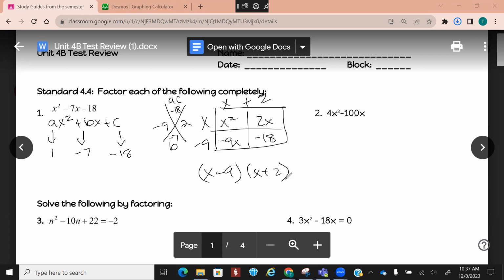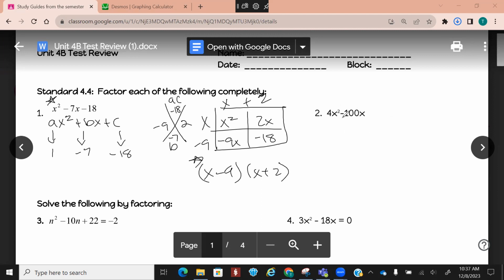Let's say on the EOC, you forget how to factor. You don't remember. What you can do is you can graph this, and you can graph all your answer choices, and whichever one matches up, that is the answer. Okay, so you don't necessarily have to know unless it's an error analysis type question.